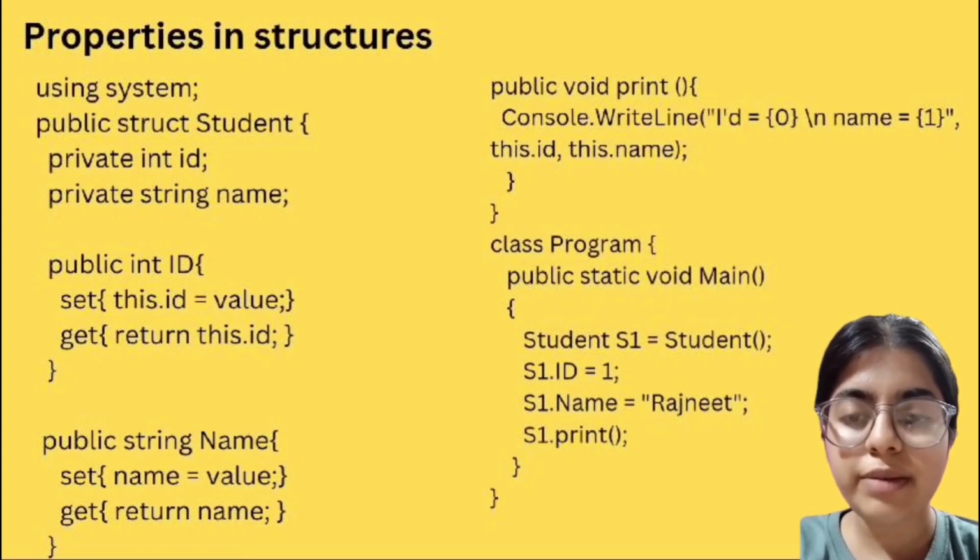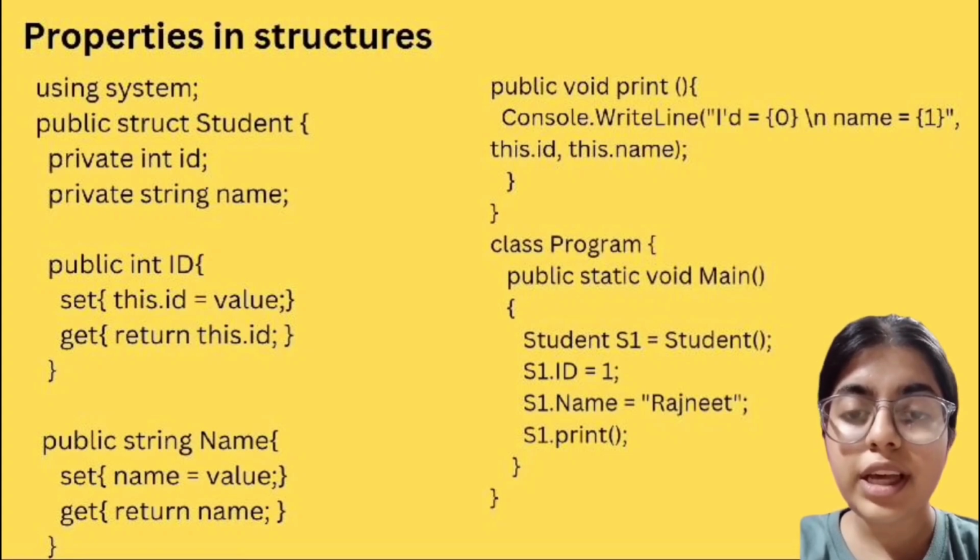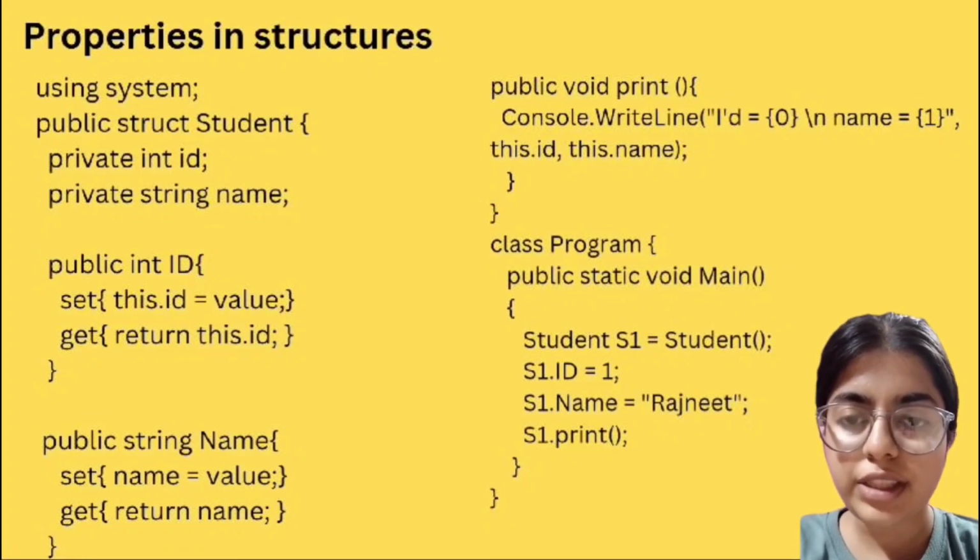Now in class Program, we are creating an object for structure Student as S1. Now using s1.id and s1.name, we are setting the values for the id and name variables, which are declared as private in structure Student. And we are using the print function for printing it on the screen. Now using these properties, we can access the private variables of the structures.